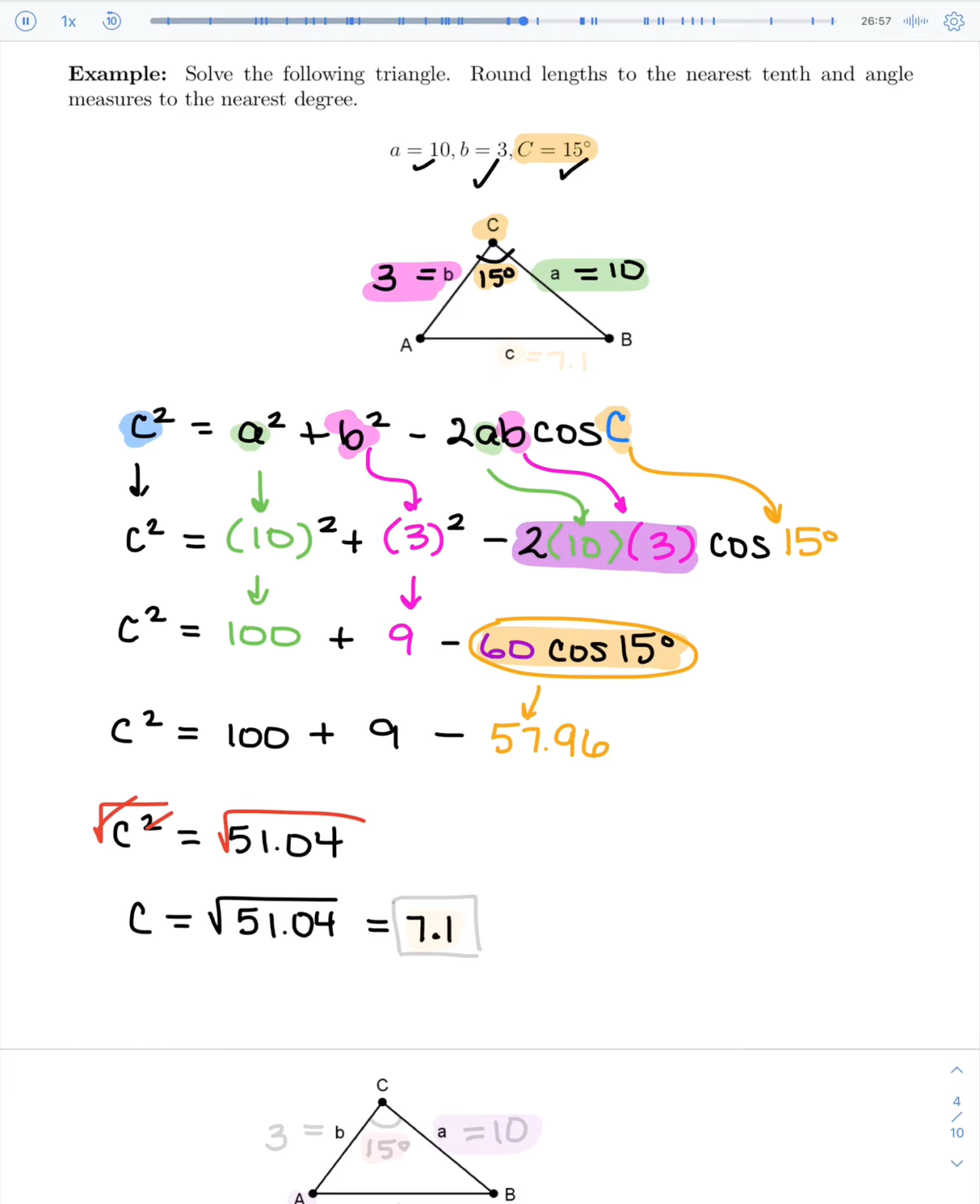7.1. And if yours is slightly off, like you got 7.2 or 7.0, it's probably due to rounding. That 51.04 is from when you rounded the 60 times the cosine of 15.